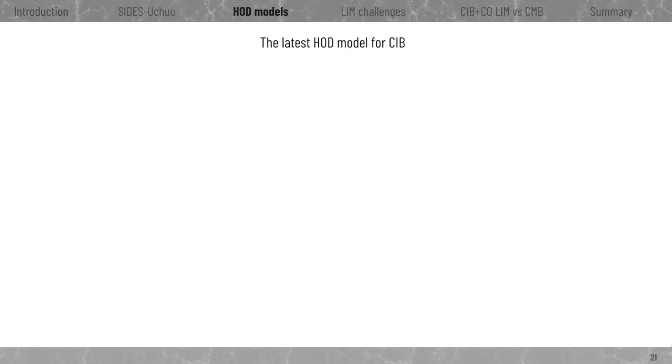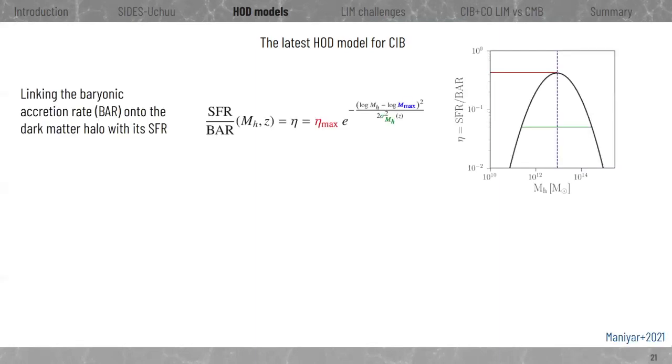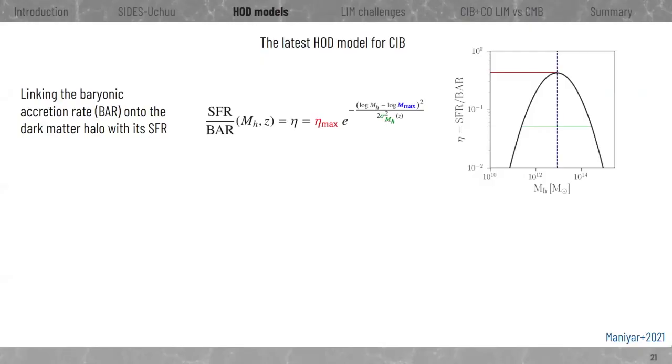So for my investigation to see how reliable these kinds of models are, I used the latest HOD model that has been developed to interpret CIB data. This model has a physically motivated star formation rate. It links the star formation rate of the galaxy to the baryonic accretion on the dark matter halo of the galaxy. This way we make the link that we want between the galaxy and the host dark matter halo.